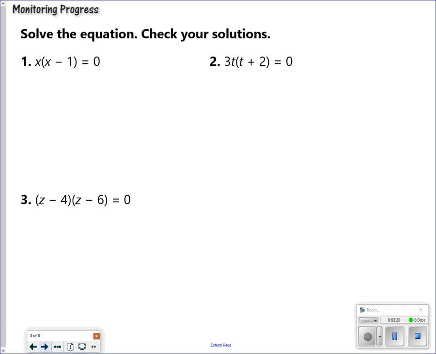You try. Go ahead and hit pause, and try these 3 on your own.